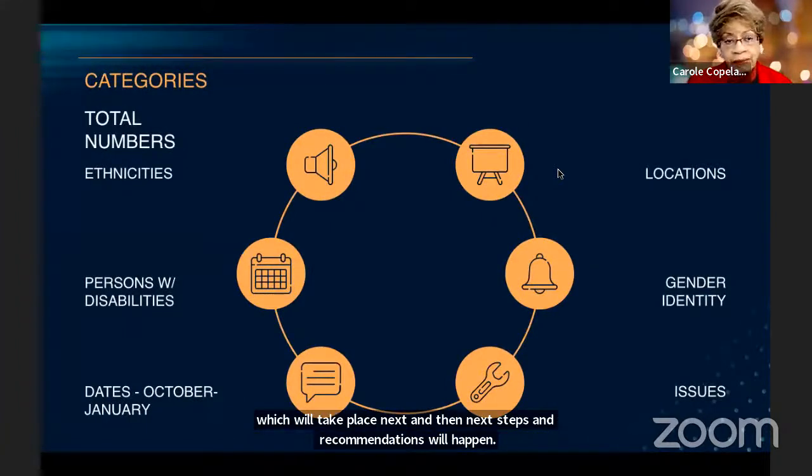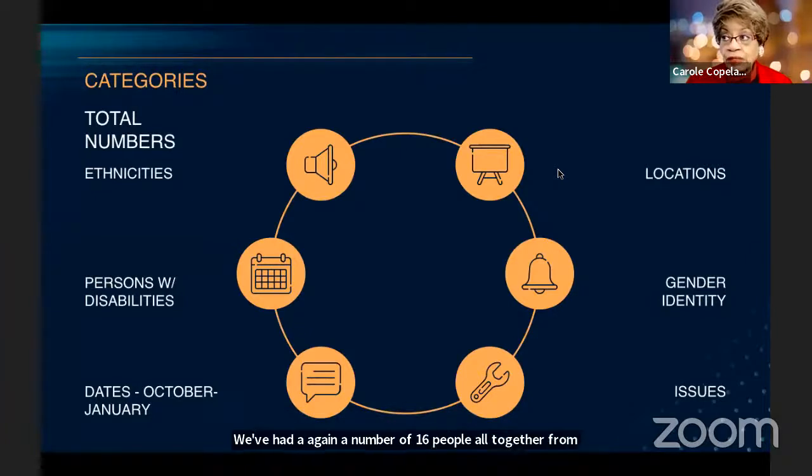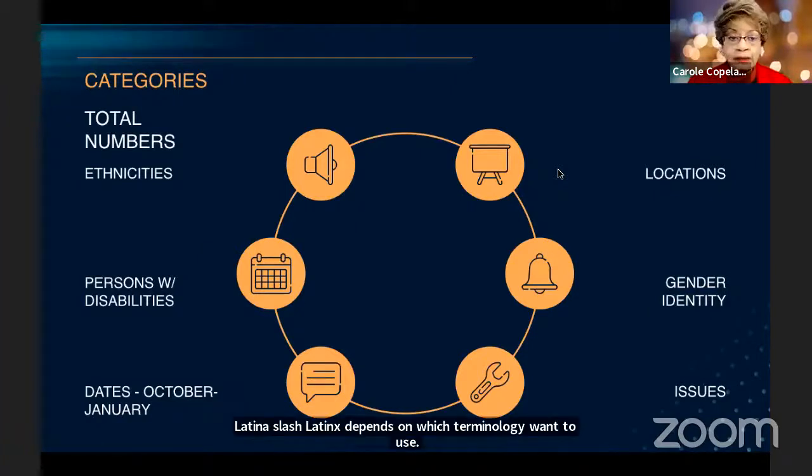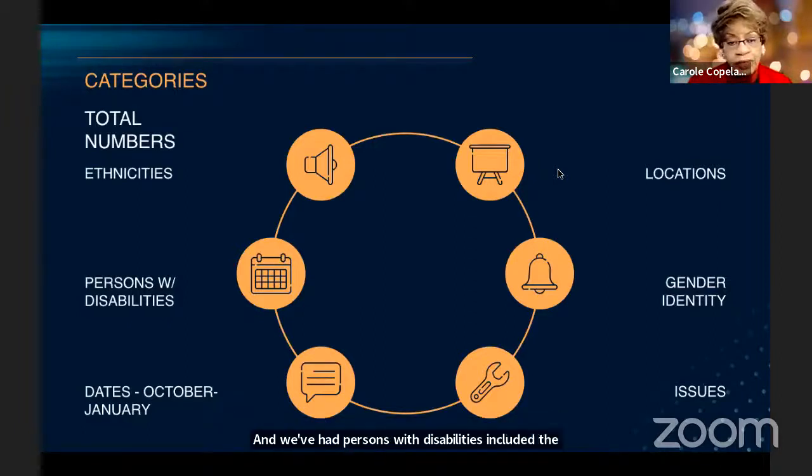We've had, again, 16 people altogether from different ethnicities, including white, black, Latino, Latina, Latinx, depends on which terminology you want to use, biracial as well. And we've had persons with disabilities included. The actual work is going to be done between October and January in terms of our one-on-one conversations. Our candidates and our members of the Democratic Party come from all walks of life and all locations here in the Commonwealth of Massachusetts, from Boston to Chicopee to Springfield to Wakefield to Wayland to Newton, etc.